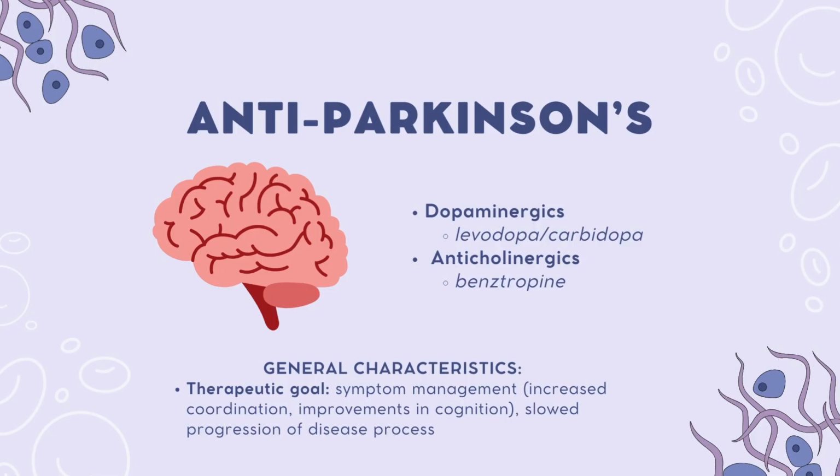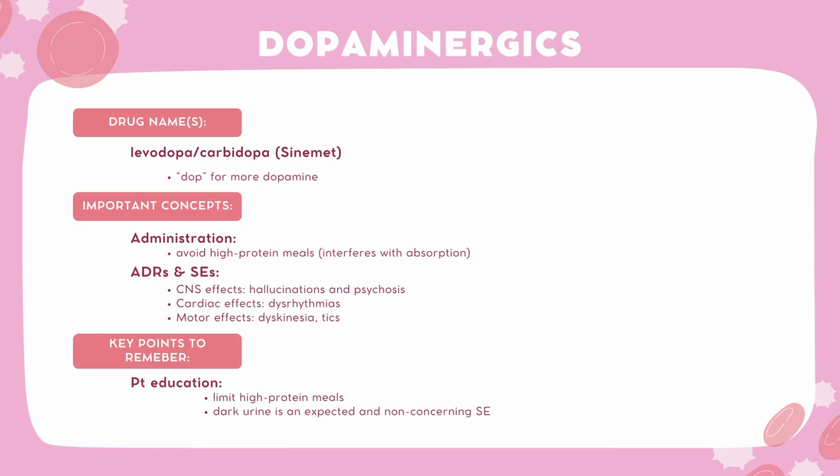In the treatment of neurocognitive disorders, there are a few drugs used in the treatment of Parkinson's that we will review now. First is levodopa-carbidopa, which together increase the availability of dopamine to decrease tremors and muscle rigidity. Adverse events related to the increased dopamine manifest as CNS disturbances such as hallucinations and psychosis, cardiac effects such as dysrhythmias, and motor abnormalities such as dyskinesias and tics.